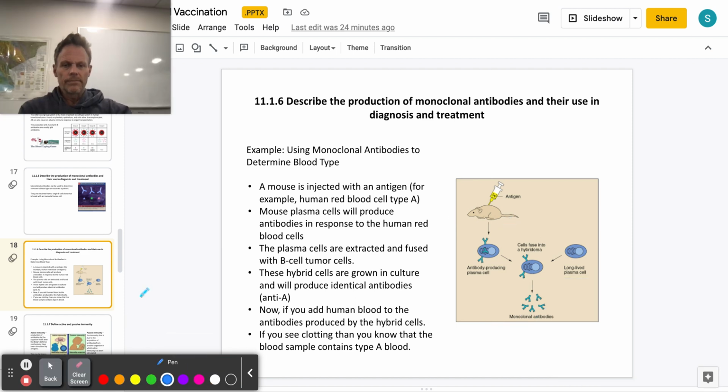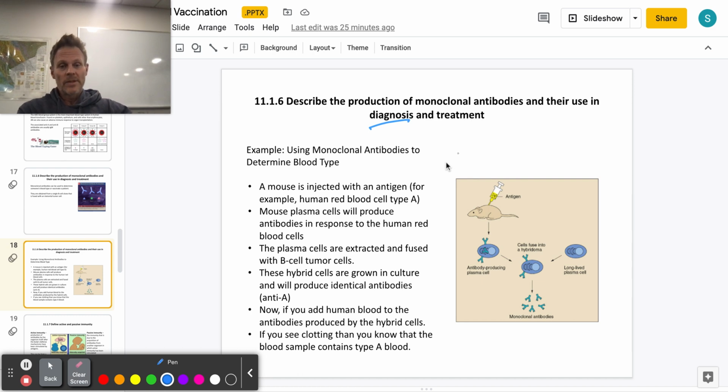Okay, so describe the production of monoclonal antibodies and their use in diagnosis and treatment, but also determining blood type, which I guess is kind of like a diagnosis. Mono means one, clone means clones. So what we're doing is we're going to have one cell that we've cloned make the antibodies for us.